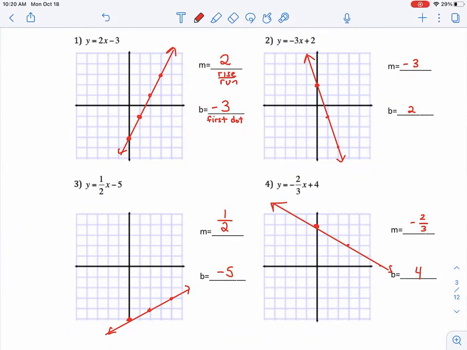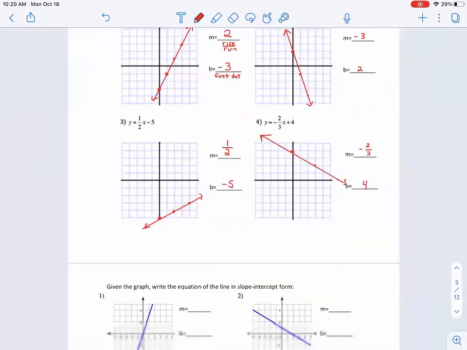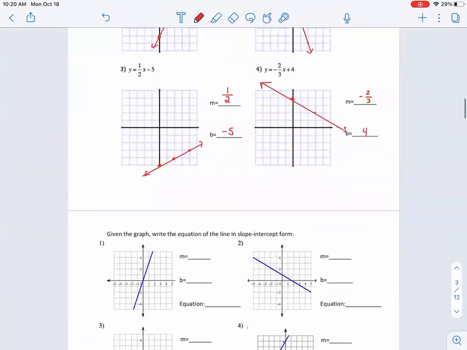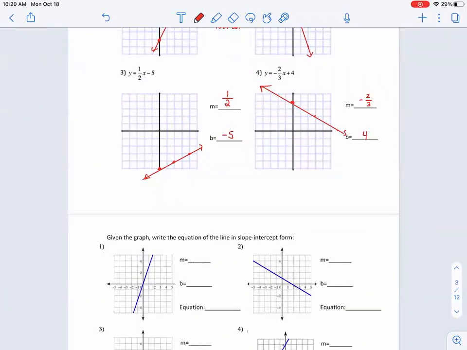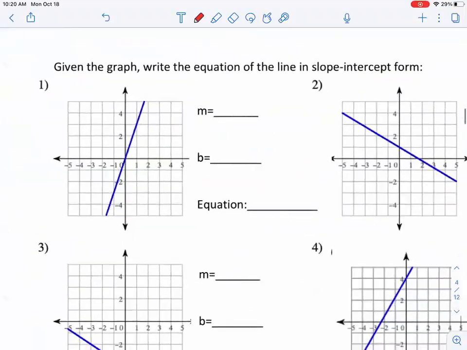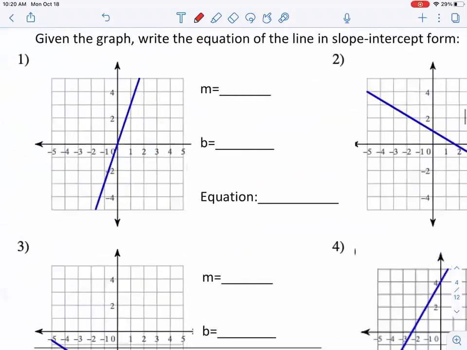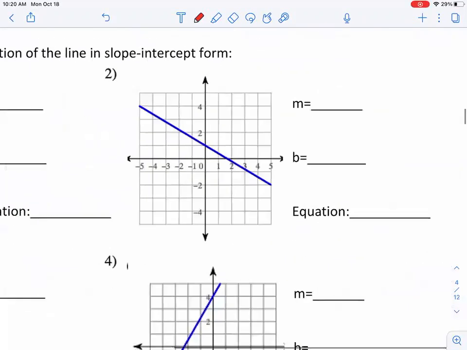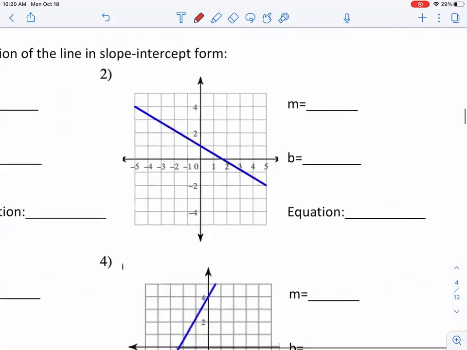Any questions on that? Okay. All right, because the next section, we're doing the same thing, but just going the other way. Now we're given the graph, and now we want to find the slope and the y-intercept, so then we can write the equation. So I'm going to start with problem number 2, actually. I'm going to skip number 1 and start with number 2.